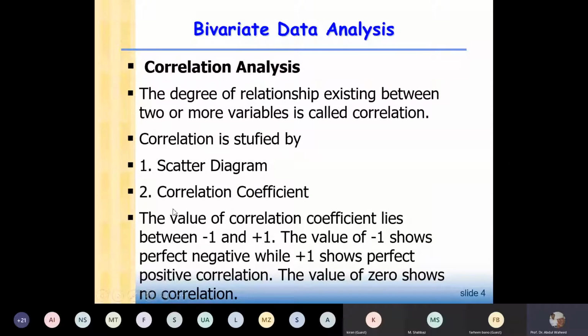The range of the correlation coefficient is from -1 to +1. If the value is -1, this means there is a perfect negative correlation. If the value is +1, this means a perfect positive correlation. And if the value of the correlation coefficient is 0, this means there is no correlation. Let's look here.